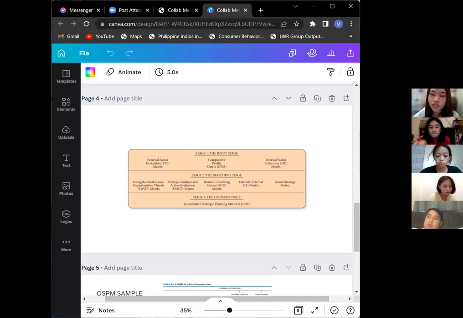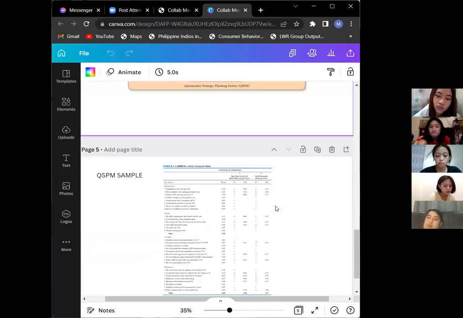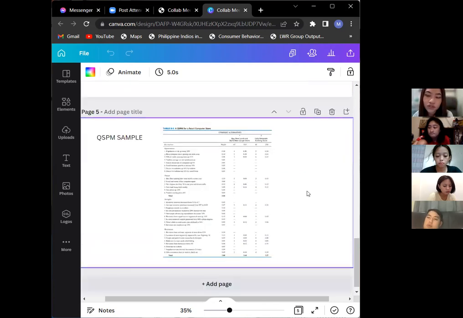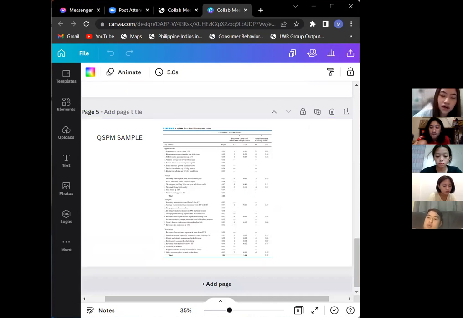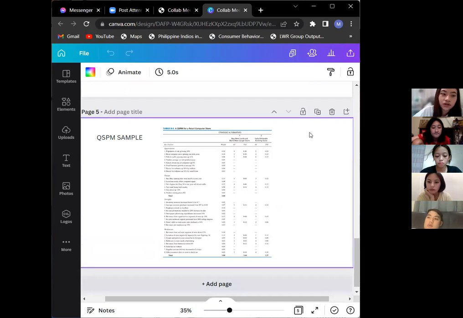Once we finish our stage 2 matrices, let's inform each other through our group chat. Once all the members have worked on their individual matrices, we can work on our QSPM. To give you an idea, this is how the QSPM would look like. I think that would be all for today's meeting. We could just update each other through our group chat so that we could start on our QSPM.